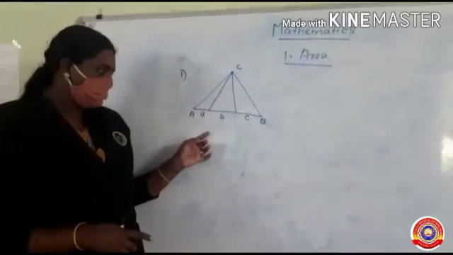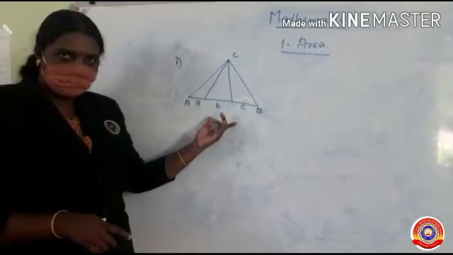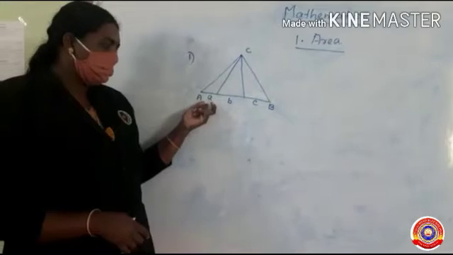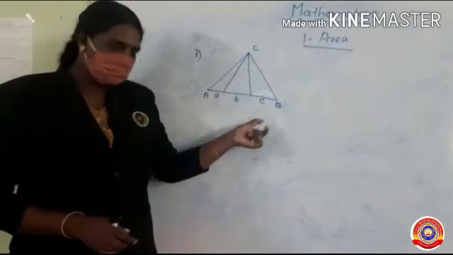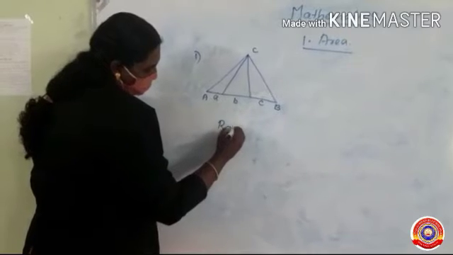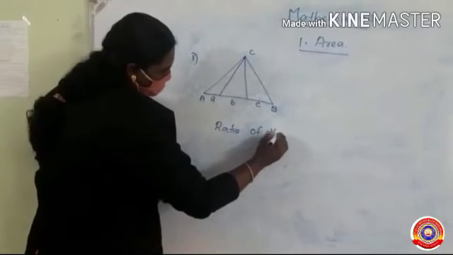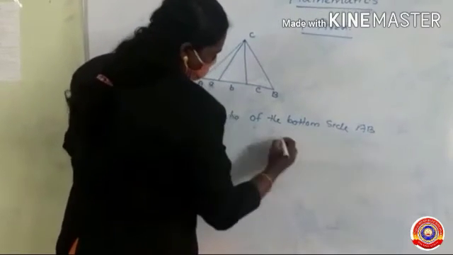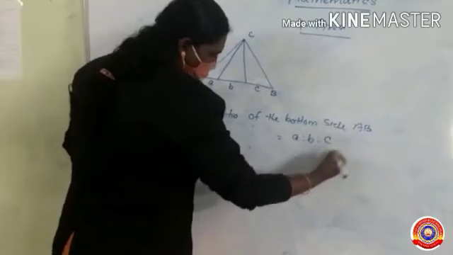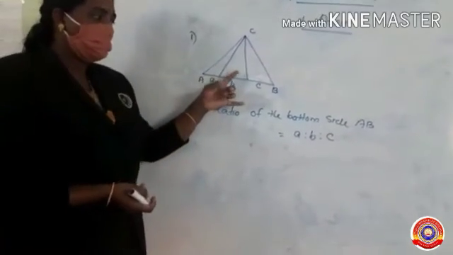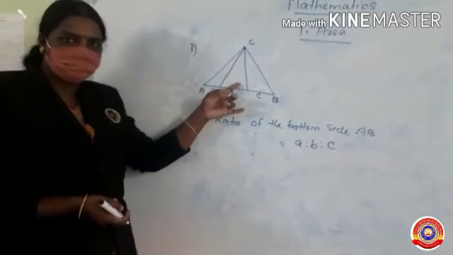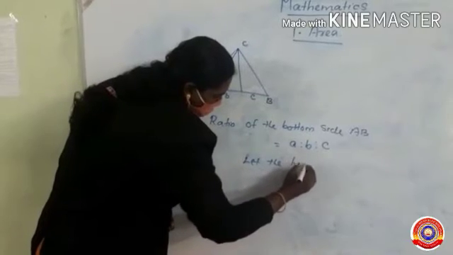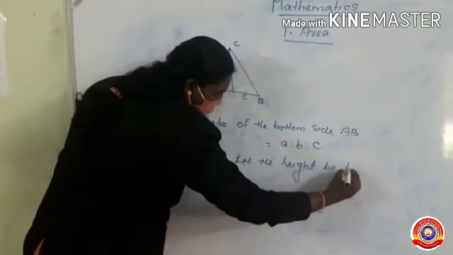Here in the picture, the bottom side is divided into three parts, A, B, C. We have to prove that the ratio of the bottom side and the areas of these triangles are the same. So, the ratio of the bottom side equals A is to B is to C. Next, we have to find the areas of these three small triangles. For that, let the height of the triangle be H.